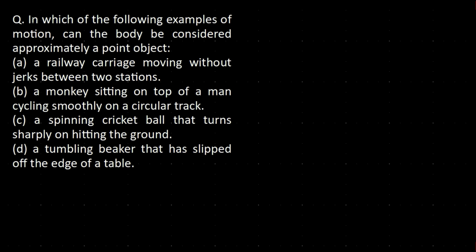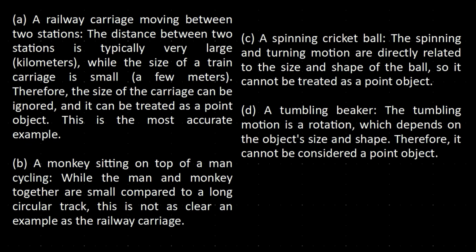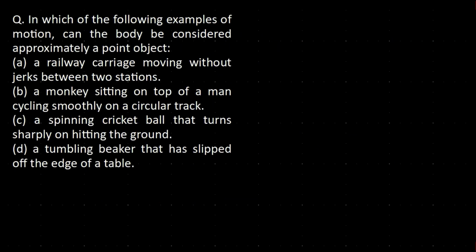So now pause and please answer this question. In which of the following examples of motion can the object be considered approximately as a point object? And the answer over here is this. So you can pause and have a look again. I'll show you the question. You can pause over here. Answer is over here, so you can pause and read the question. And this is the answer.